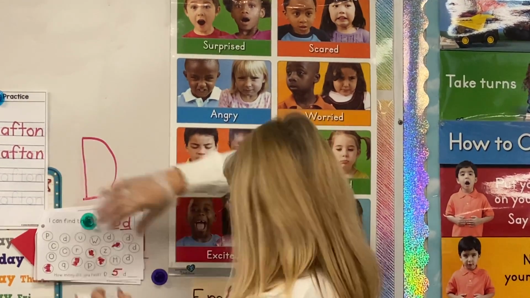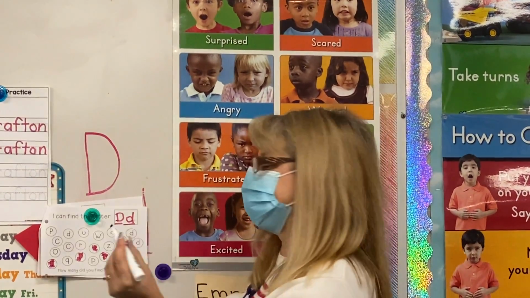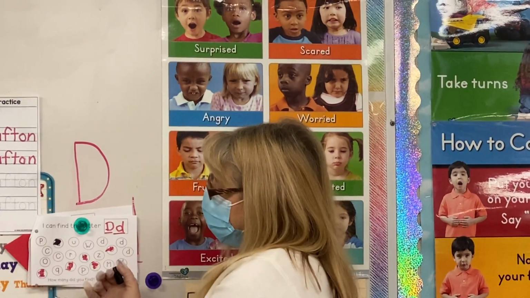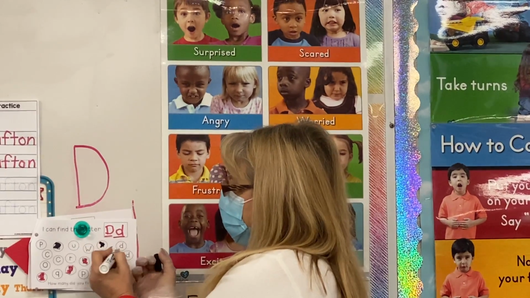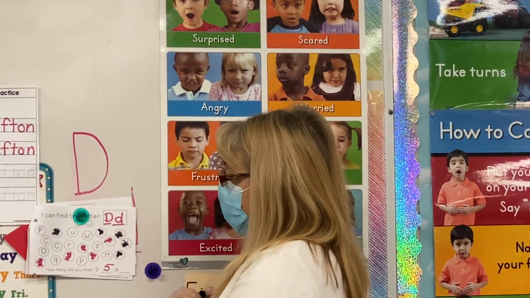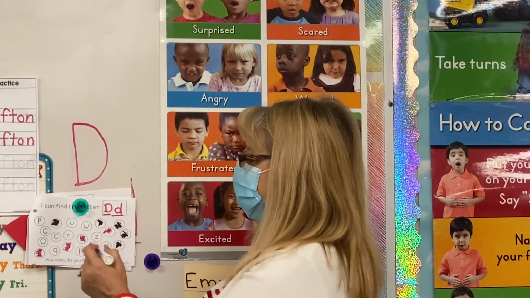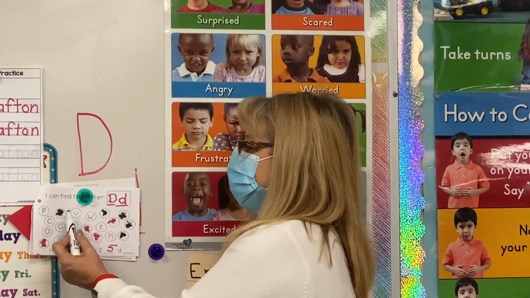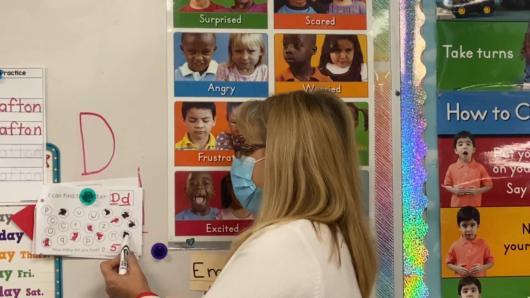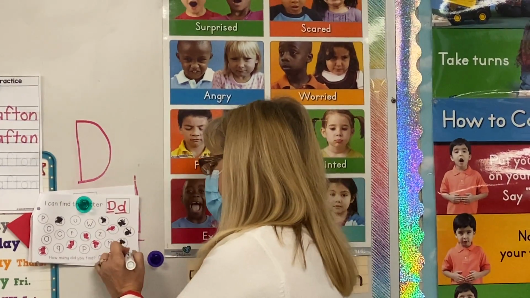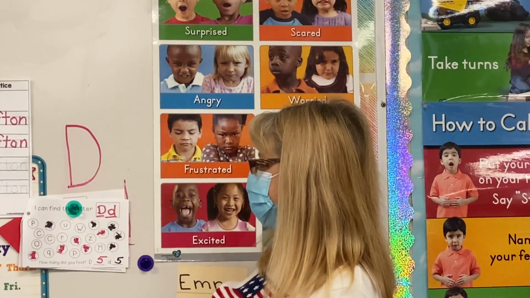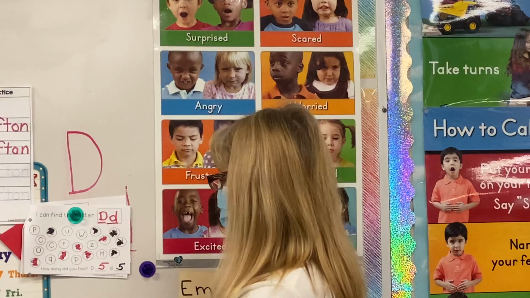Okay, now we'll do our lowercase d's in another color. So we'll do black. Let's see. Oh, there's one there. There's one there. There's one there. Does that look right? That looks like all of them. So now let's count them. Ready? 1, 2, 3, 4, 5. So there's 5 lowercase d's. So again, it's equal. We have the same number of uppercase and the same number of lowercase.